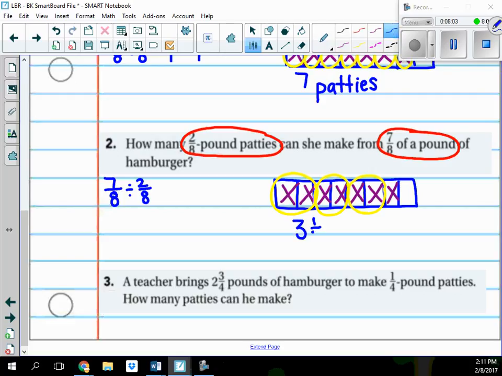Now, some of you might have been tempted to say, oh, it's 3 1/8. Okay? It is not 3 1/8 because this right here represents half a patty. This 1/8 represents half the amount to make 1 patty. Okay, Clara?